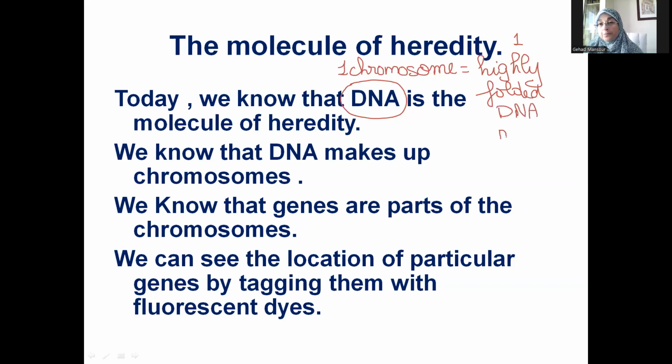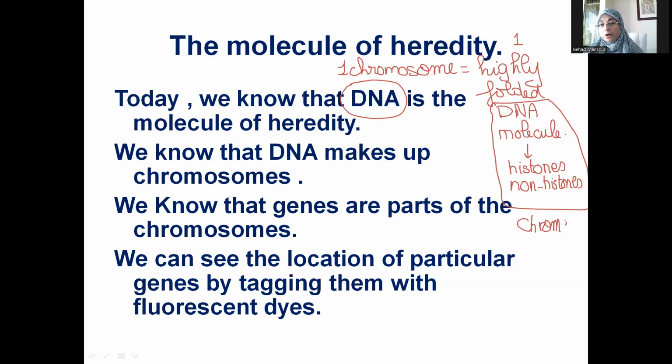And of course, you know that this DNA molecule is highly folded because it has been folded on nuclear proteins, as we have studied before, and those nuclear proteins are mainly histones and non-histones. And you also know that this single DNA molecule, together with the histones and non-histones, form together the chromatin, or a substance called chromatin.